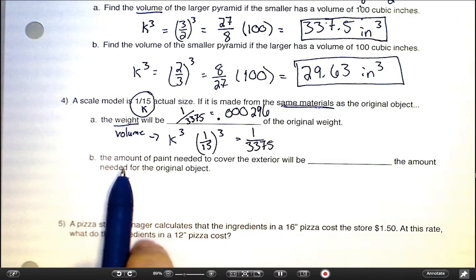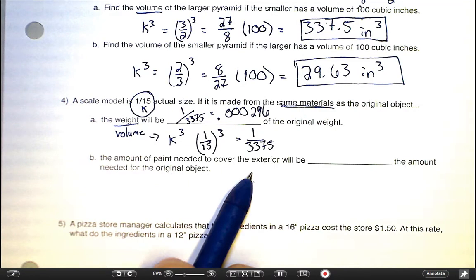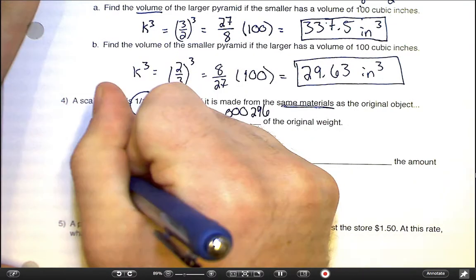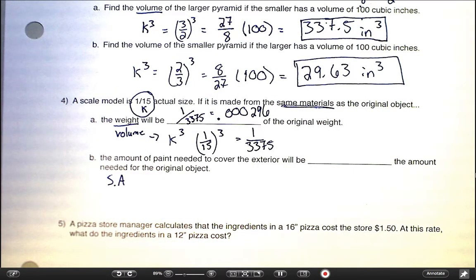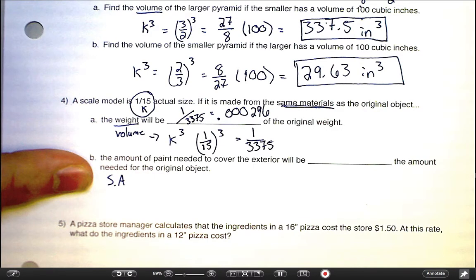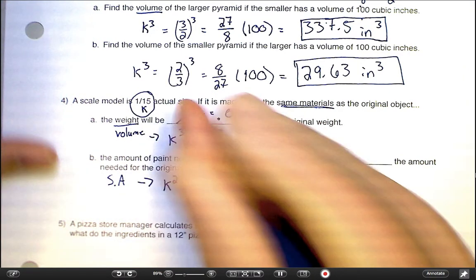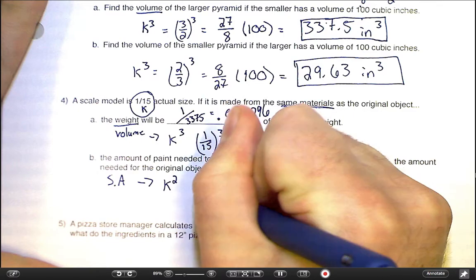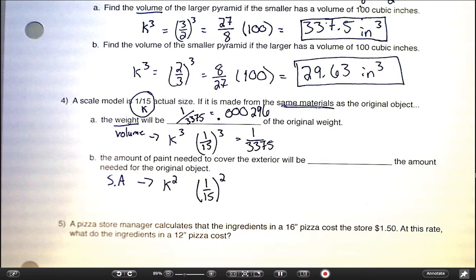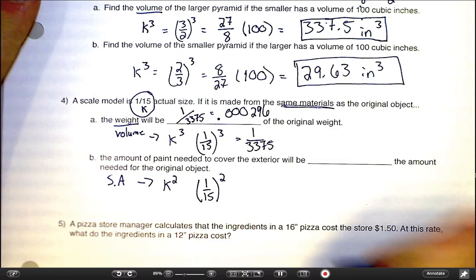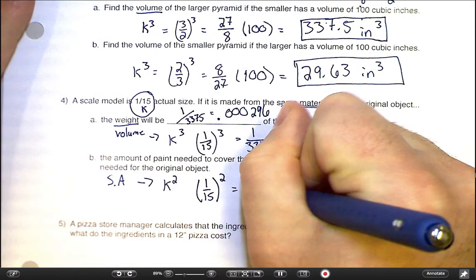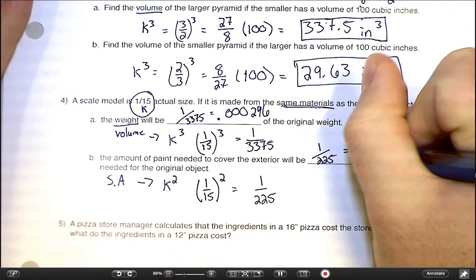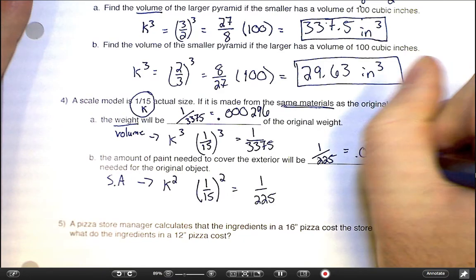Okay, let's talk about part B. We're talking about the amount of paint needed to cover the exterior of whatever object that we're working with. Now, painting the exterior is going to be directly related to the surface area of that object. Surface area does fall into the area group of things, so we need to find k squared. And just like before, our k value is still 1 over 15, so we're going to go ahead and square that. If we square that, we get 1 over 225, which is our answer here on the line. And again, if you want to go to the decimal, just to see what it is, 0.0044.